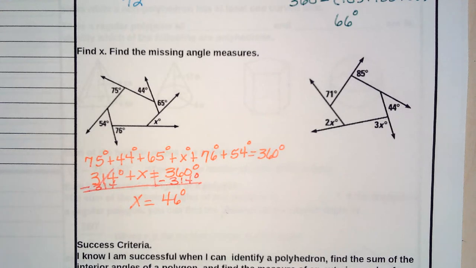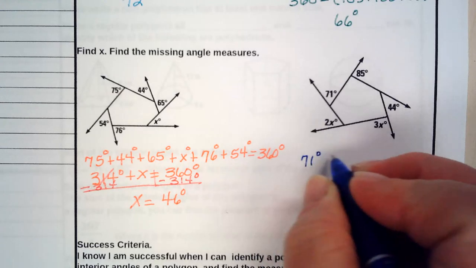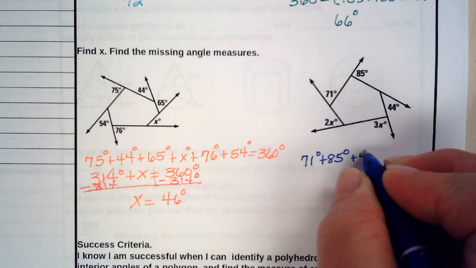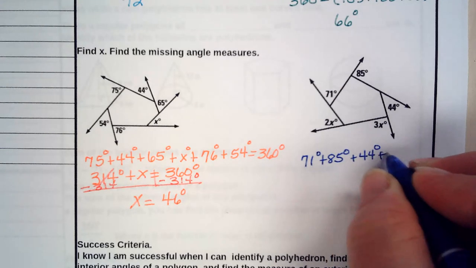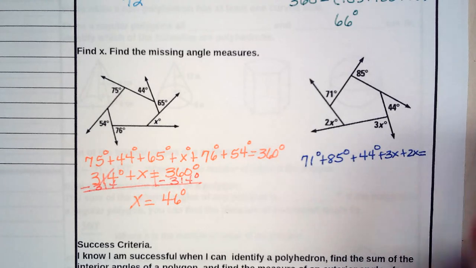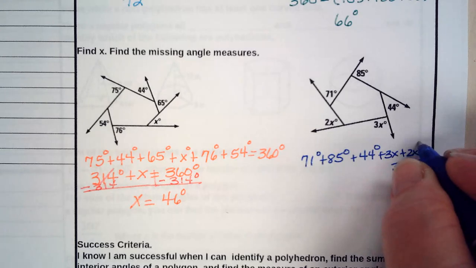Okay, pause the video and do the next one on your own. Well, I do hope you tried. So 71 degrees plus 85 degrees plus 44 degrees plus 3x plus 2x equals 360 degrees.